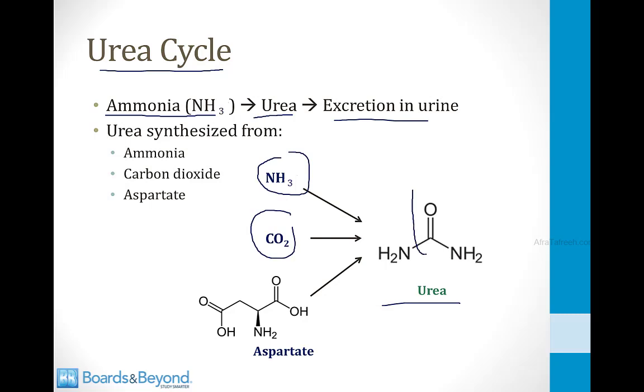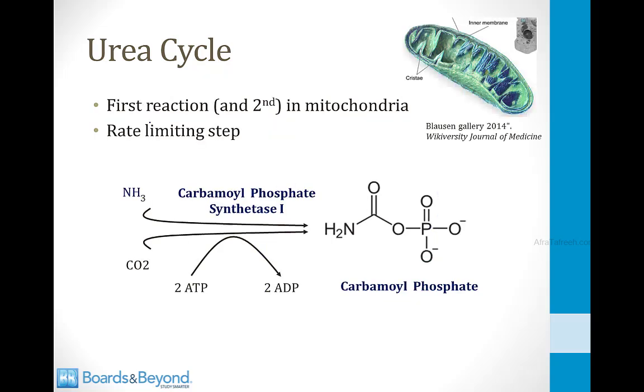CO2 is what makes up the C double bonded to oxygen in the middle. And then finally, the second nitrogen comes from the amino acid aspartate. The first and second reactions of the urea cycle occur in the mitochondria. The mitochondria is where ammonia is combined with other molecules to begin forming urea. And the first step of the urea cycle is the rate limiting step. In this step, ammonia molecules and carbon dioxide molecules are combined to form a structure called carbamoyl phosphate.